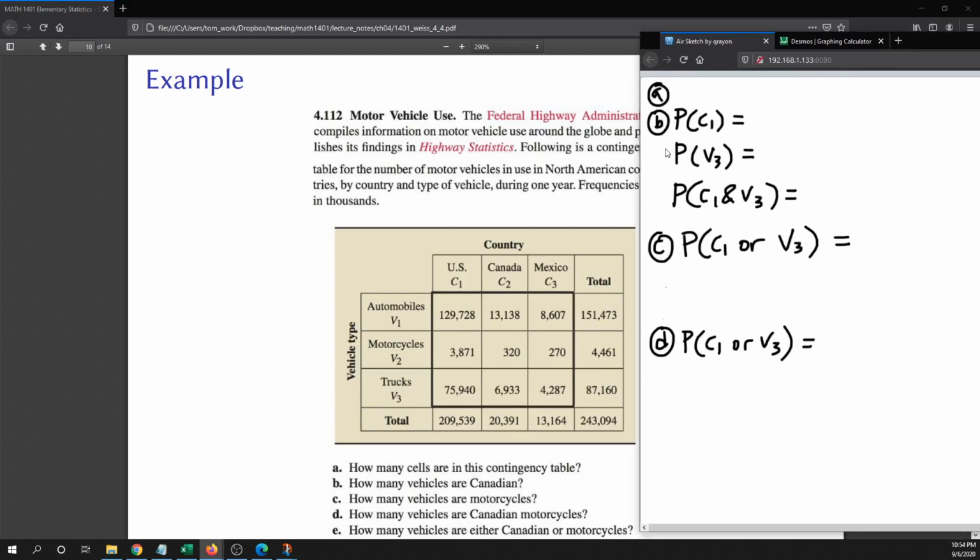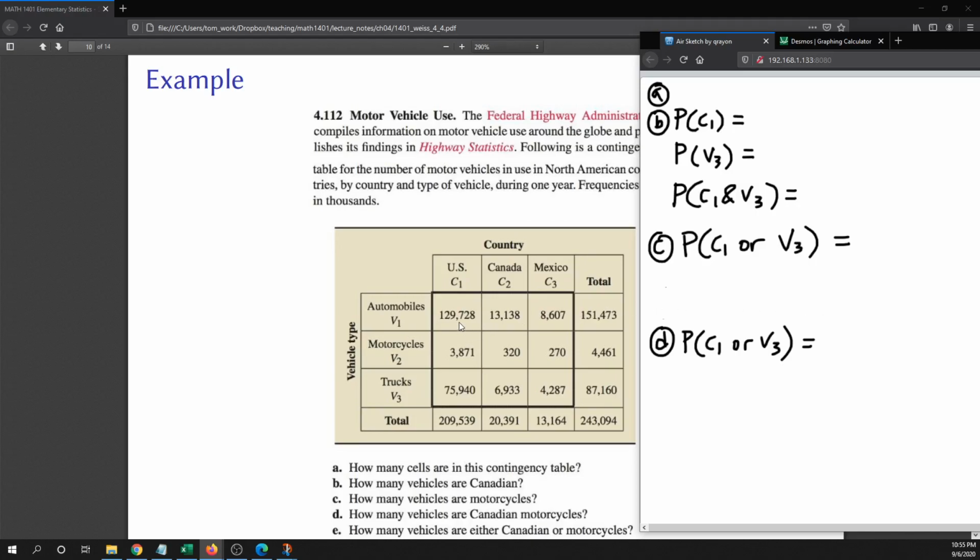All right, so part A is to describe these events in words. So the probability of C1 is the probability that a randomly selected North American vehicle is from the United States. V3 is the probability that a randomly selected North American vehicle is a truck, and C1 and V3 is the event that a randomly selected North American vehicle is a truck from the United States. Okay, so that's what those events are.